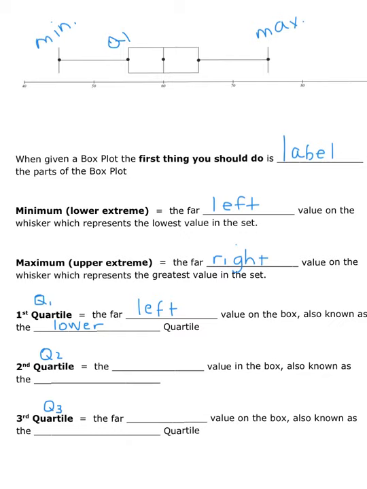The next part we have is the second quartile, which is the middle value, also known as the median. So the second quartile, which we'll use a Q2, is also the median value of the set of numbers. And the last part we're going to label is the third quartile. That's going to be the far right value on the box, also known as the upper quartile. So let's put a Q3 up at the top.